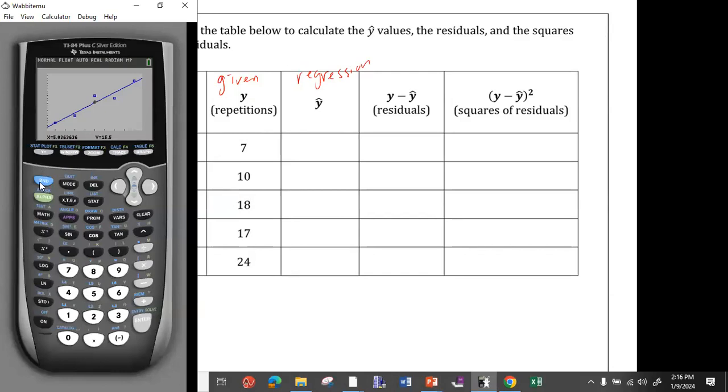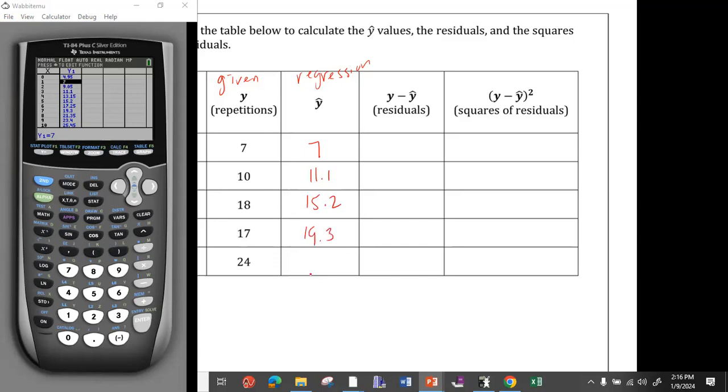To get to my table, we're pressing second graph. And I want the values for 1, 3, 5, 7, and 9. So at 1, I have 7. At 3, we have 11.1. 11 and 1/10. And then we have 15 and 2/10. Then we have 19 and 3/10. And then we have 23 and 4/10.